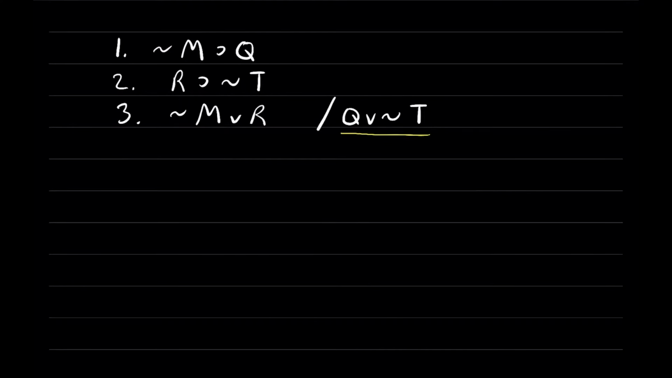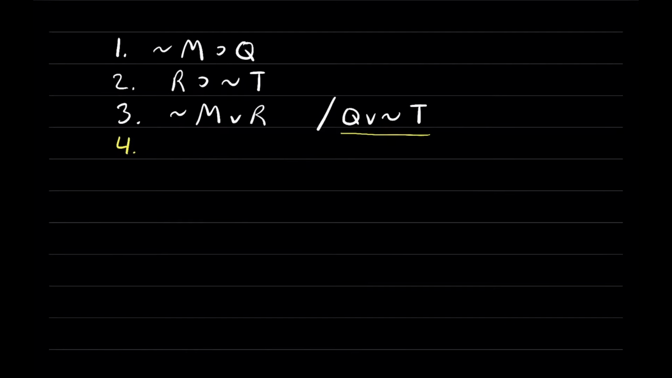So let's dive in. We're going to add a new line, line 4. And what I see right off the bat is that on line 3, one of two things is true. Either not M is true or R is true. Either not M is the case or R is the case. That's what the disjunction tells us on line 3.